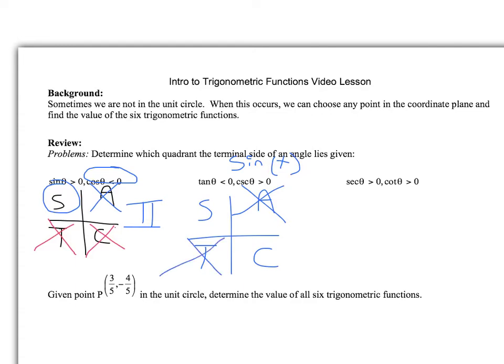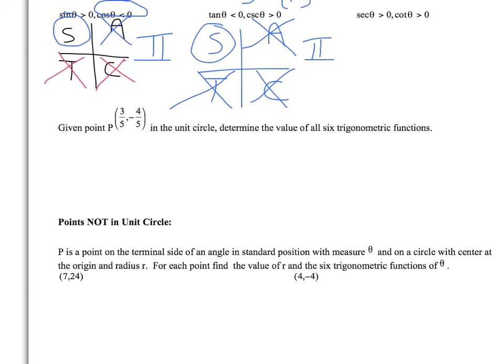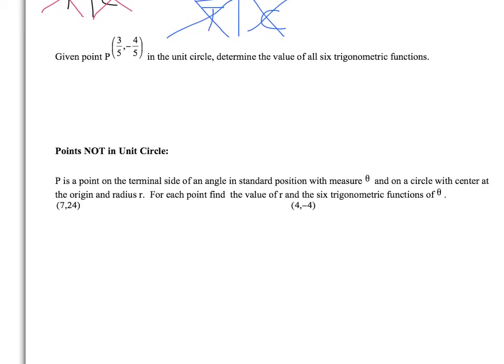And is tan negative in C? Yes, it is. Now, sine has to be positive. Is sine positive in S? Yes. Is sine positive in C? No. So again, we are in quadrant 2. I'll leave the third one for you guys to practice a little bit, see if you can get that.